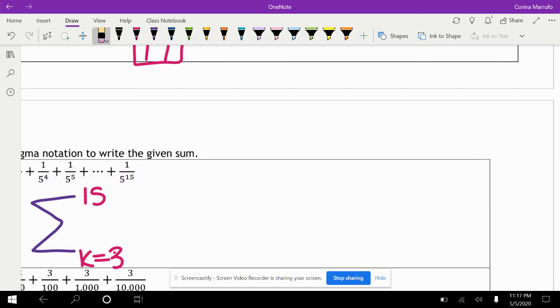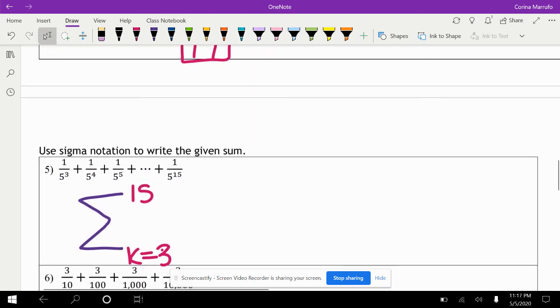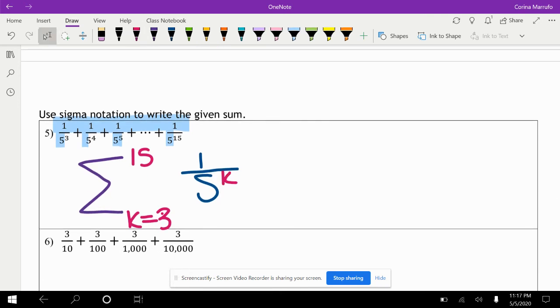Okay. Go ahead and erase that. It got kind of messy. All right, now we need to write the function rule. So if you notice, all this section up here, they're all ones, and then they all have this 5 in common on the denominator. So that is our function rule. It's going to be 1 over 5, and what changes is our exponent. It's 5 to the power of k. And that's it. That would be our sigma notation.